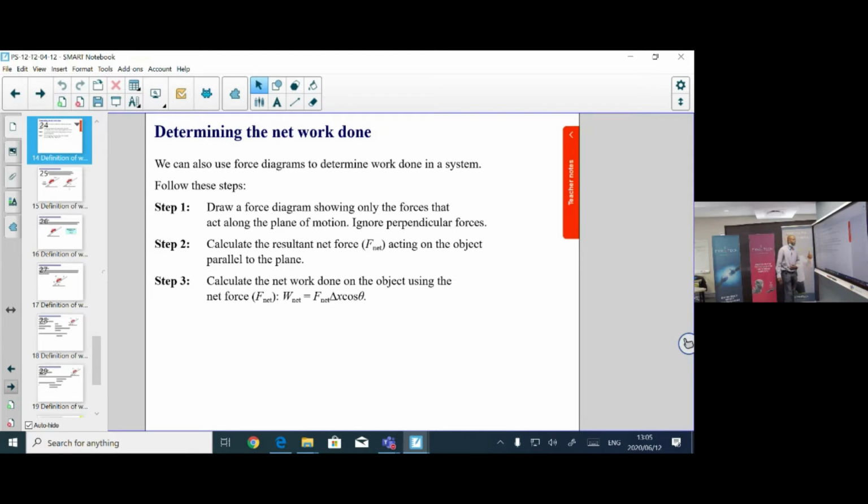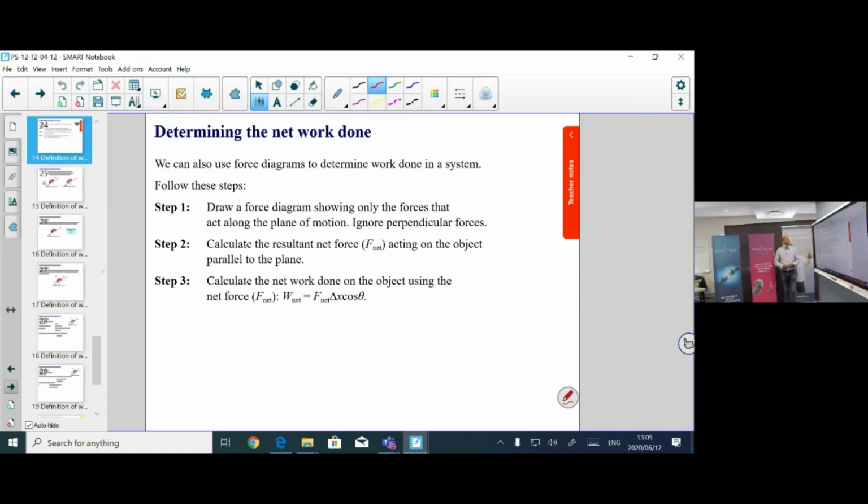We have different steps. The second step is to calculate the resultant net force. The net force is denoted by capital letter F sub net, acting on the object parallel to the plane. I tried to explain this yesterday. I talked about the parallel weight or parallel F of G. It's what I was doing yesterday, and it's what we are going to look at today.